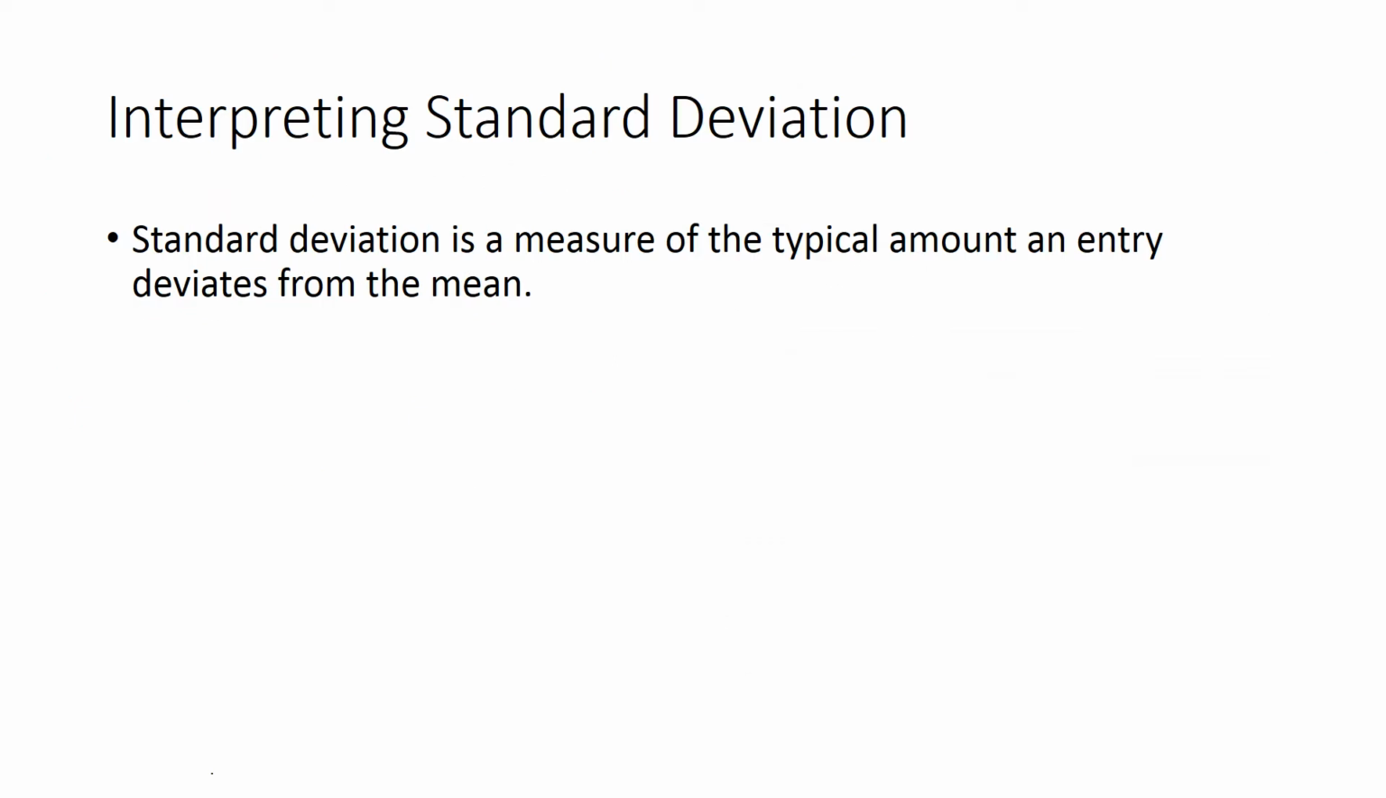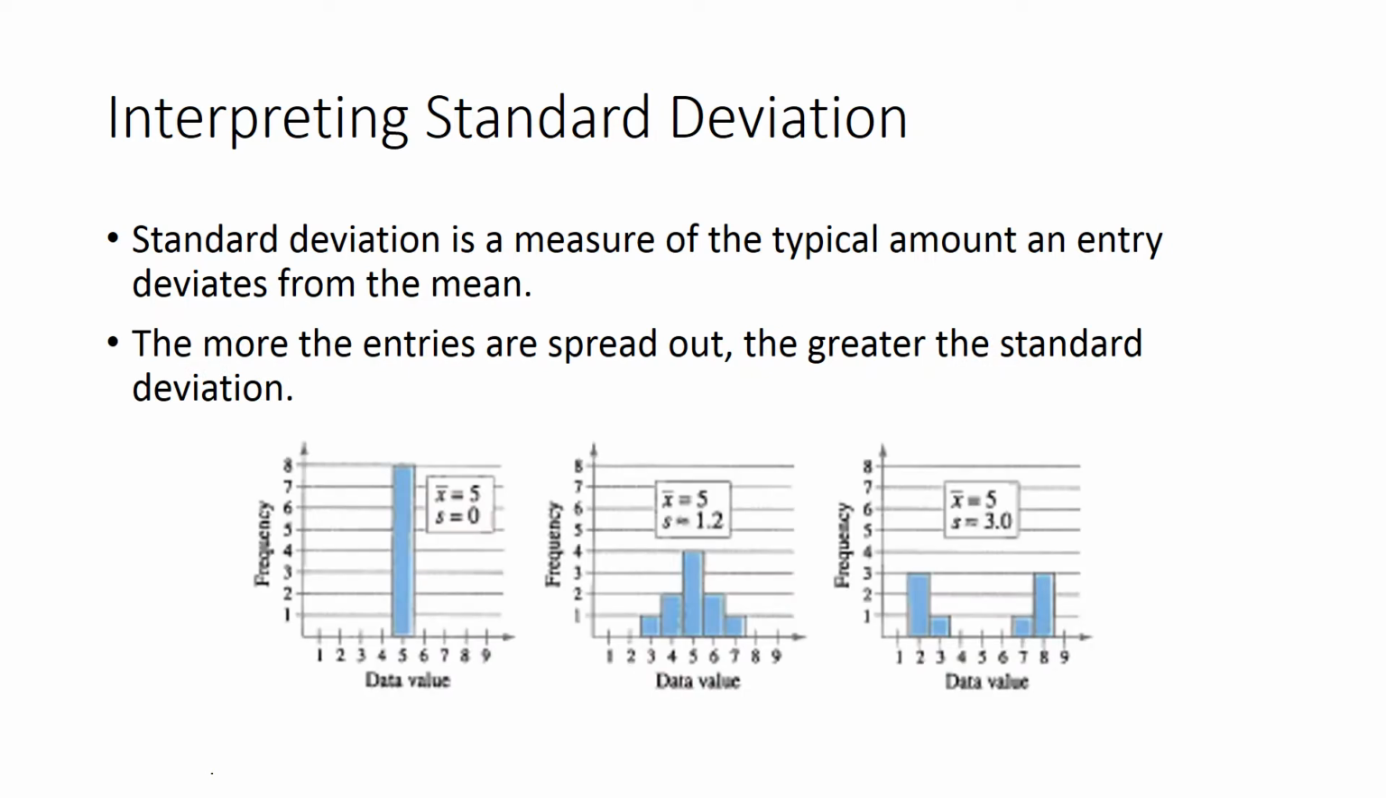So standard deviation is more important than just because it's in a unit we know how to use. The standard deviation is the measure of a typical amount that an entry may deviate from the mean. So let's look at an example here. All three of these pictures have an average of 5. In the first one, there is no deviation. Everything is right at 5.